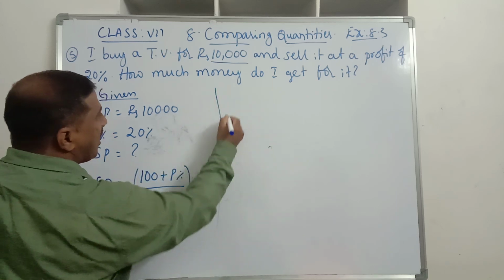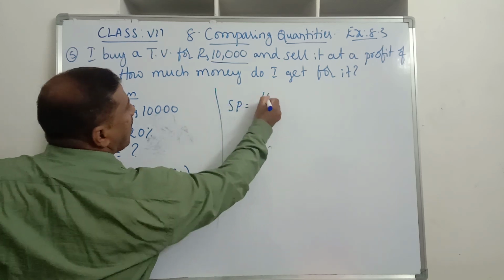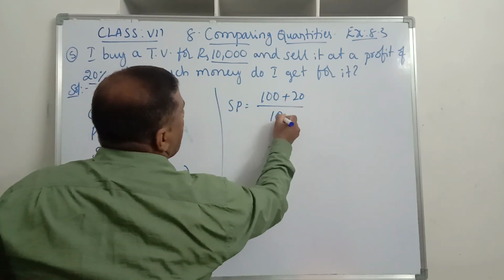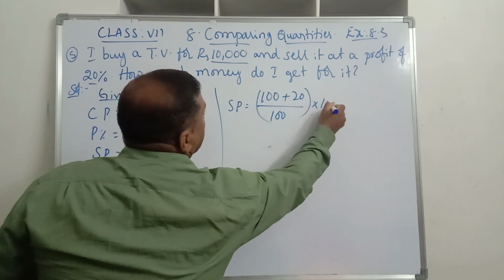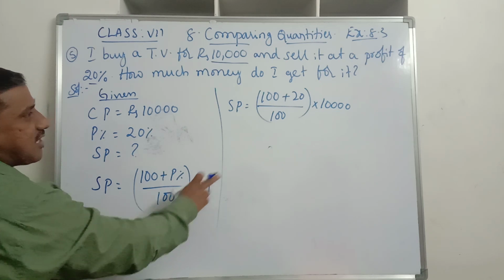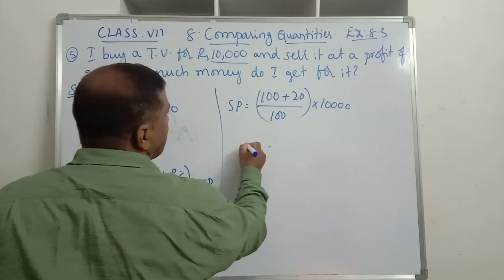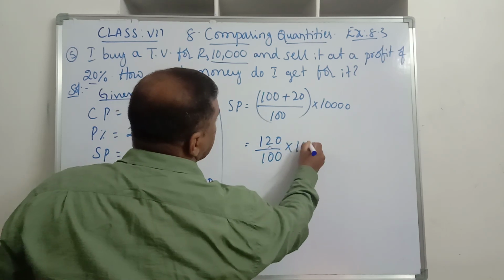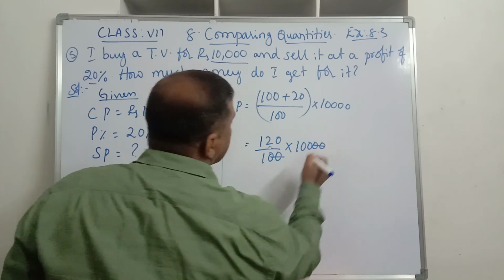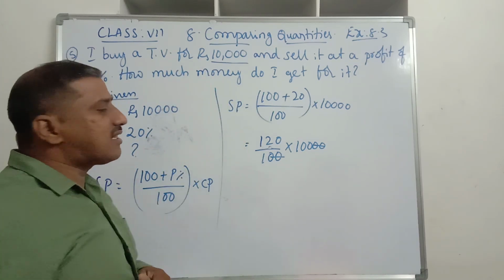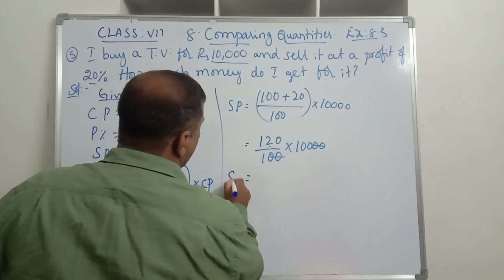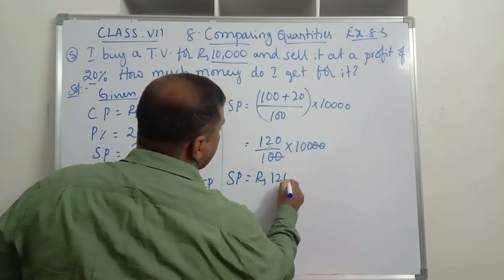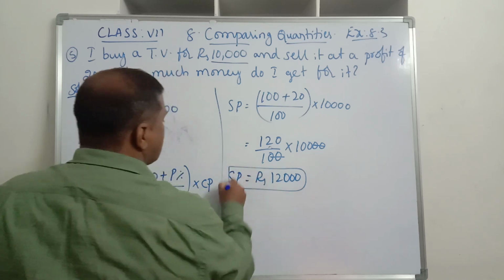Now you substitute those values in the formula, that is 100 plus profit percentage, how much it is? 20% divided by 100 into cost price, how much it is? Rupees 10,000. Now it is 100 plus 20, it is 120 divided by 100 into 10,000. So 2 zeros and 2 zeros are cancelled. Now multiply 120 with 100. Multiply 12 into 1. Therefore SP is equals to rupees 12 into 1, 12. And keep 3 zeros, 1, 2 and 3. That is 12,000 rupees is the selling price.